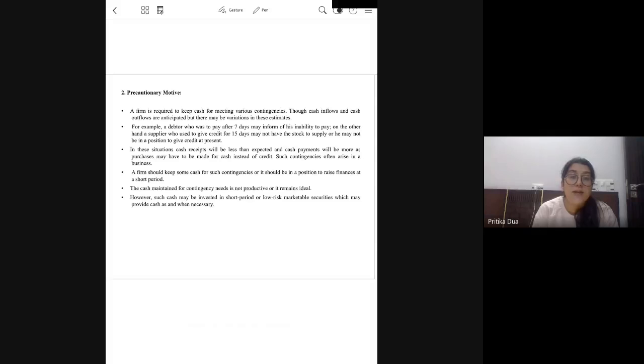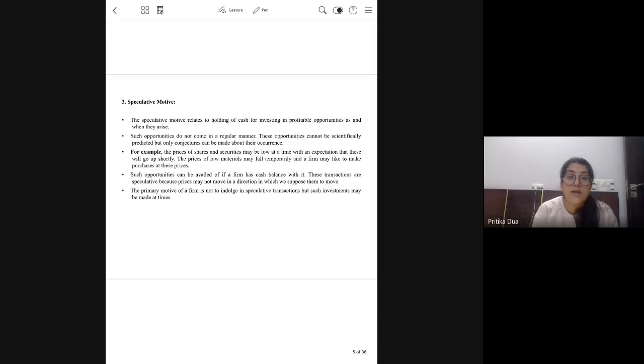Then third is the speculative motive. Speculative motive is wherein you try to take advantage of a profitable opportunity which is outside the course of the main business of your organization. Even for an individual or for a business, you see some investment opportunity which is rare and which is giving you above average return. You will keep some funds to actually take advantage of this opportunity.